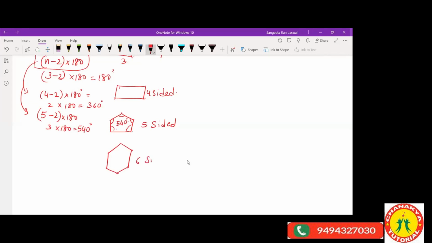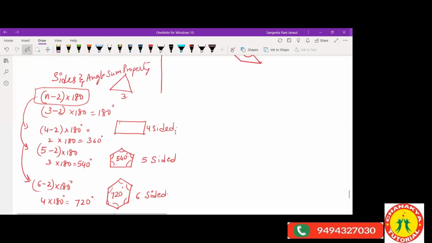So suppose I take a six-sided figure, then what will it be? The same formula applies here: n minus 2 into 180. So that is 6 minus 2 into 180, which is 4 into 180. This gives me 720. That means the sum of all the interior angles of this hexagon will be 720 degrees. Are you getting it? The same thing goes on. If you take a seven-sided figure, the process will go on the same. I hope you have understood this, Lasya.